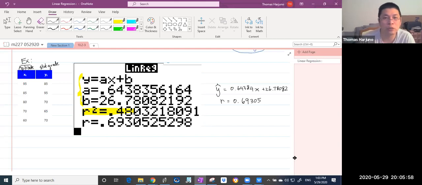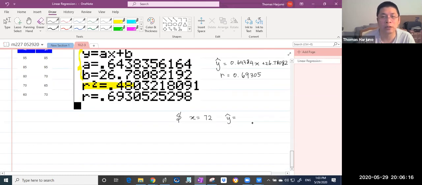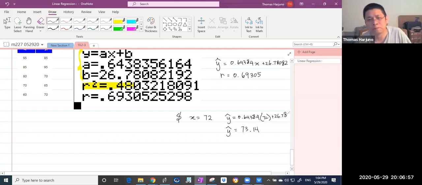Okay, but suppose I insist on using this model. Let's say, for example, somebody's aptitude test is 72. Then what do you expect that person to get in his or her stat test? So that would be 0.64384 times 72 plus 26.78, and so on. I will just round it to two decimal places. So y hat is approximately 73.14. Notice that this R here is actually not that strong.